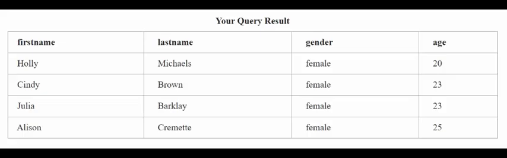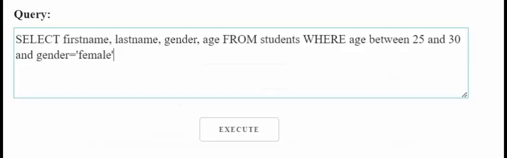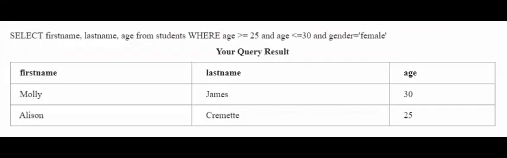If you want to select female students between 25 and 30 years old, you can write the following query: SELECT first name, last name, age FROM students WHERE age BETWEEN 25 AND 30 AND gender equals female. You can get the same result with the following query: SELECT first name, last name, age FROM students WHERE age greater than or equal to 25 AND age less than or equal to 30 AND gender equals female.